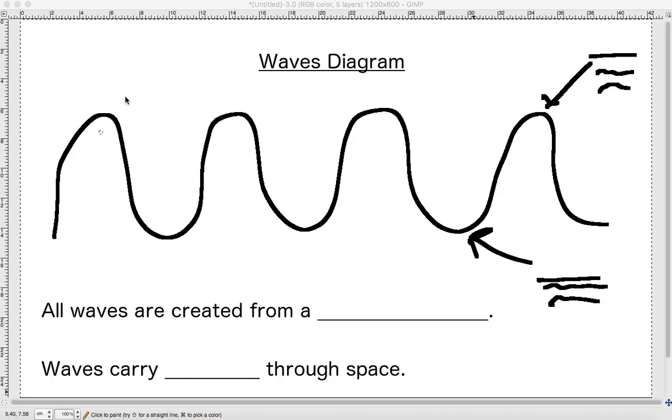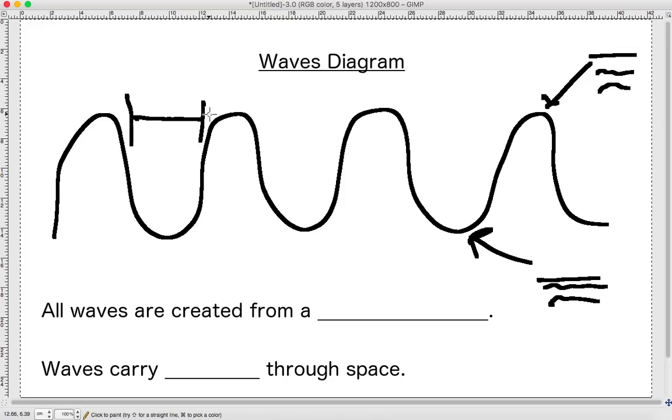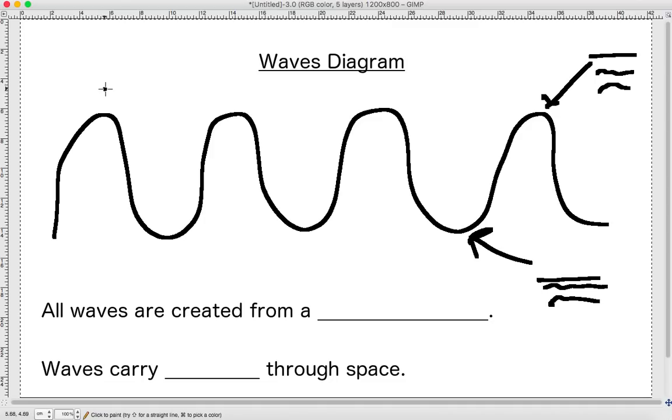A lot of students write this right here as the wavelength, from here to here. So this isn't quite the wavelength, it's almost the wavelength, but this will be the loss of a point. So get rid of these two. The wavelength is going to have to be the distance from this point of the wave to this point of the wave. This is your wavelength here.